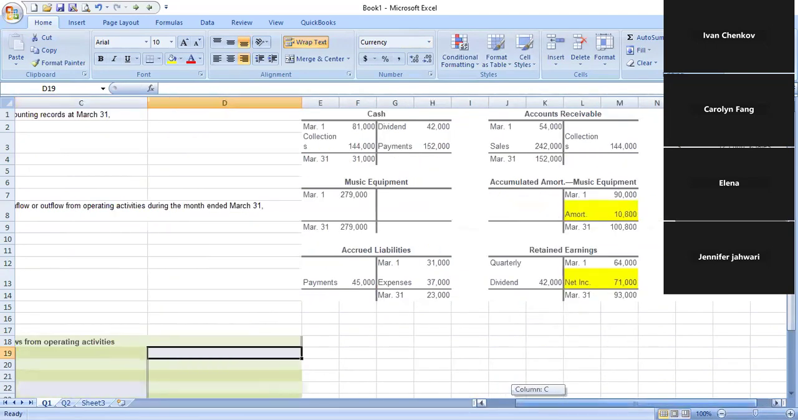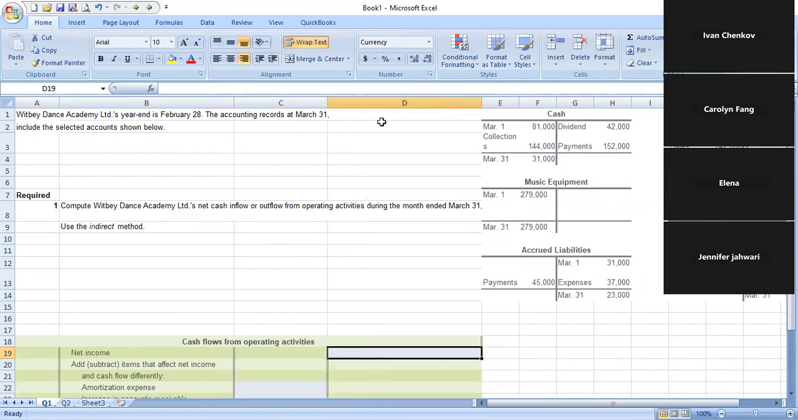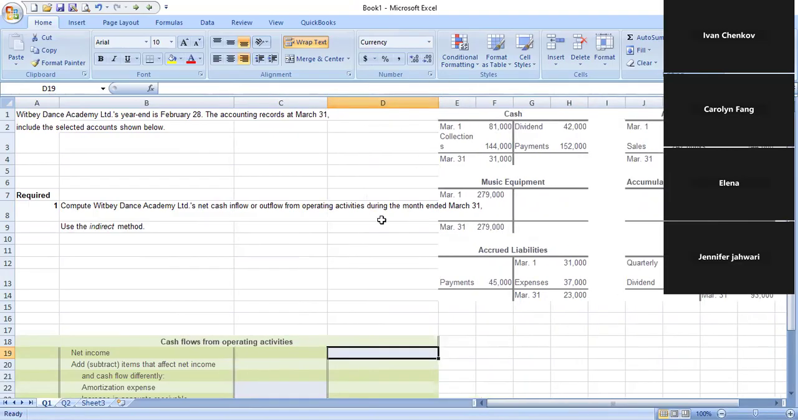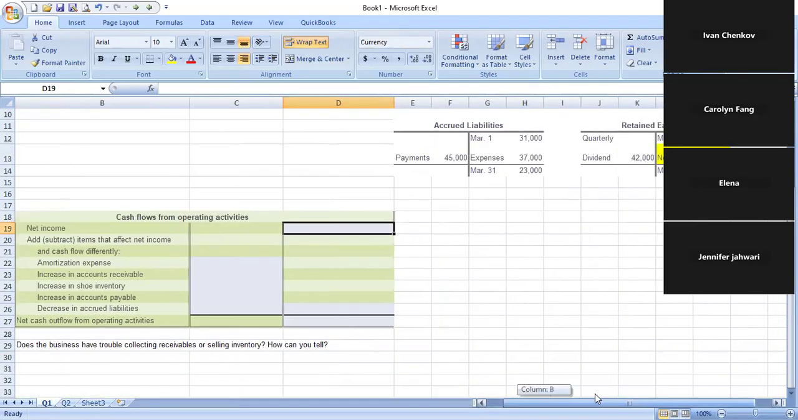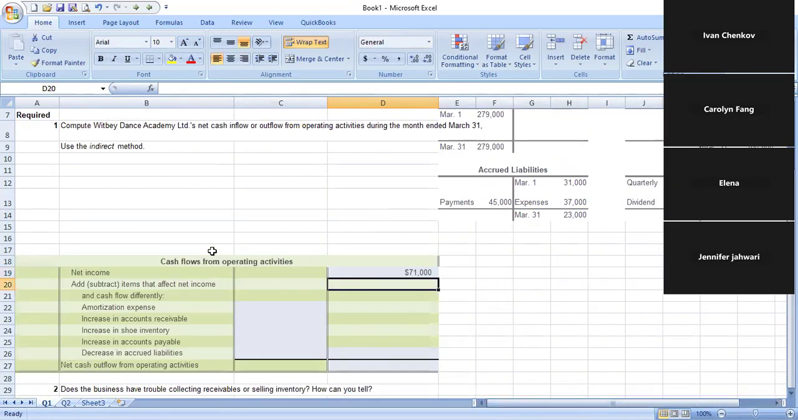So the starting point of the indirect method is the net income. And as we just said, can we get the net income from somewhere? Obviously we can. Which account are we going to check? We're going to check the retained earnings, and from the retained earnings we're going to get the $71,000, which is our net income. Next thing that we have to do is start chasing the elements which are affecting our net income in order to convert the net income into cash.